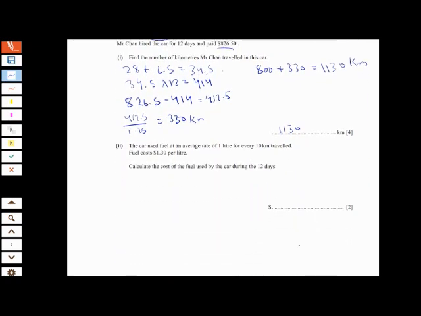The car used fuel at an average rate of 1 liter for every 10 kilometers traveled. Fuel costs $1.30 per liter. Okay, so basically it's $1.30 per 10 kilometers. Calculate the cost of the fuel used by the car during the 12 days. Now we know that during these 12 days he traveled 1,130 kilometers. You cross multiply to find out the cost of fuel, and that will be $146.9.